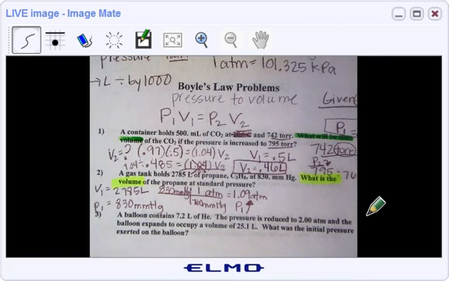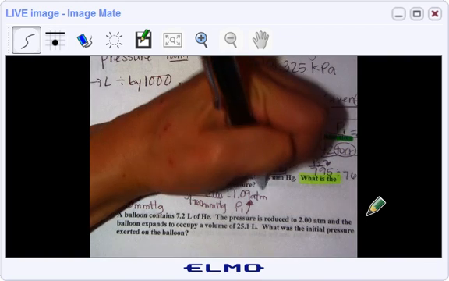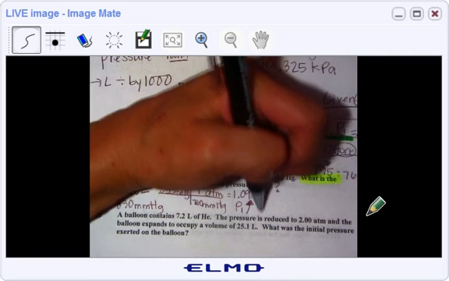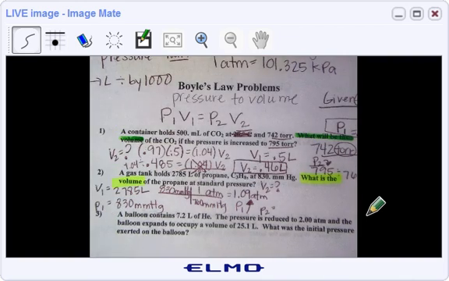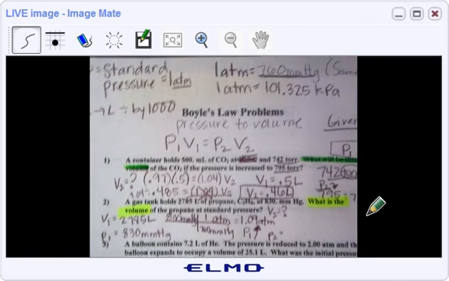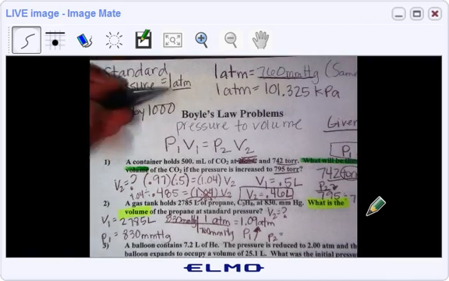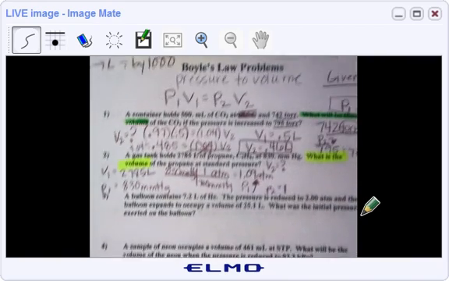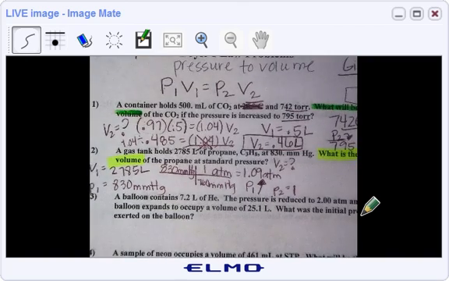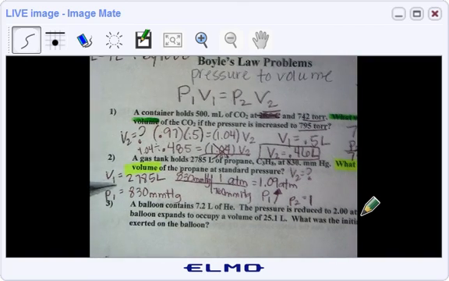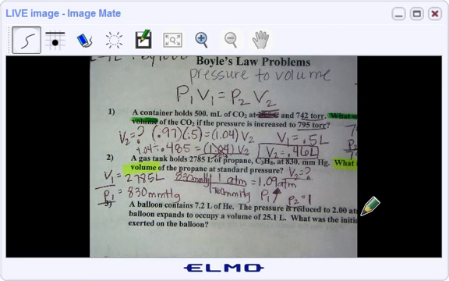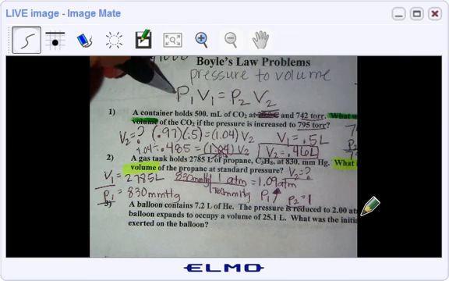The question is asking what is the volume. Therefore, I'm looking for V2 of propane at standard pressure. So they already gave me P2, which is standard pressure. What's standard pressure again? Yes, 1 ATM. Okay, so I already have everything I need. I have my V1, P1, P2. I'm solving for V2. I'm using the same formula for all of them, which is right here.